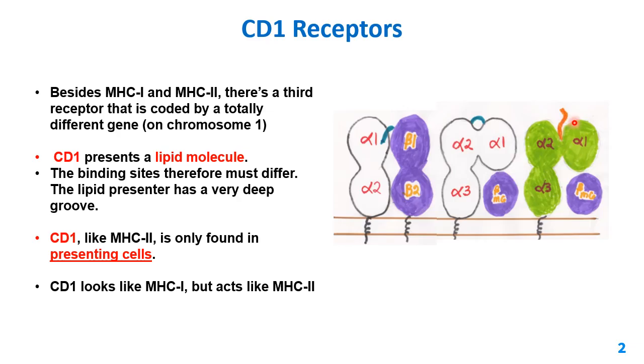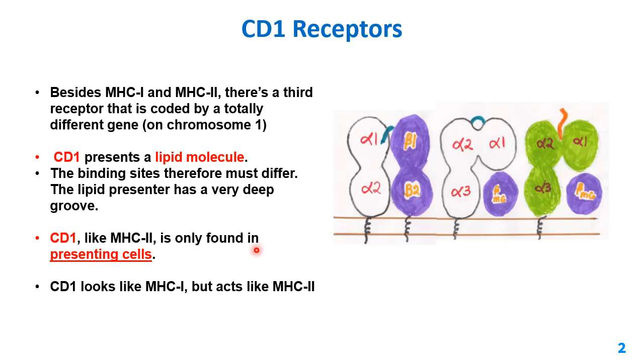bigger things in there. But remember, this CD1 family is not going to bind proteins. For the proteins, we already have MHC1 and MHC2. So these guys here are going to bind something else other than proteins. Most commonly is going to bind some kind of lipid, okay? So what's going on here? It kind of looks like MHC class 1, but it is behaving like MHC class 2, and it's not even presenting protein. It's going to present something else.